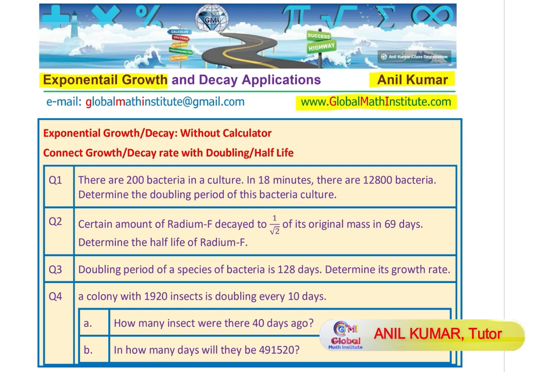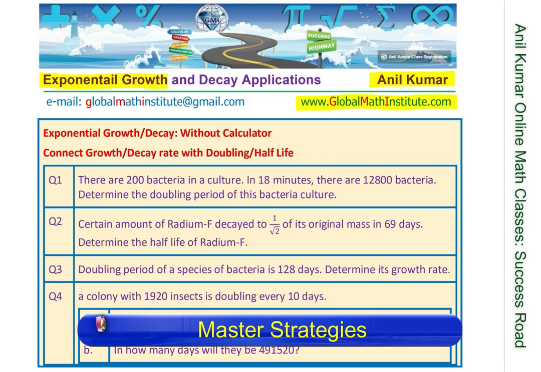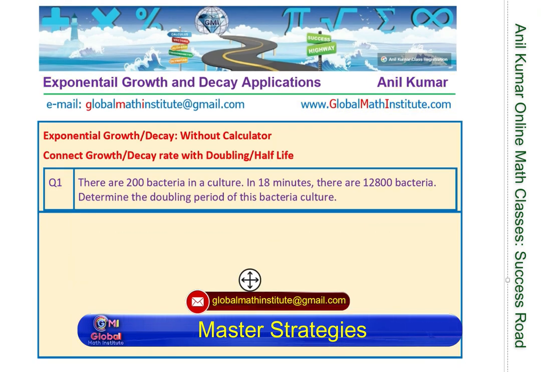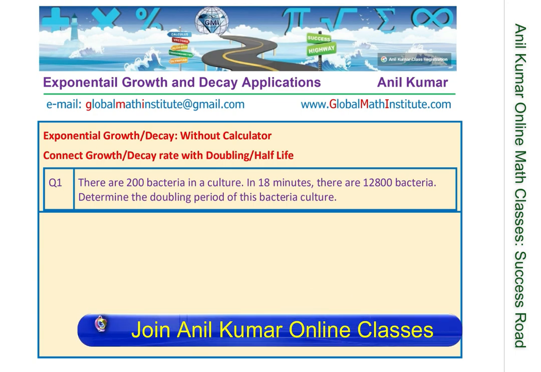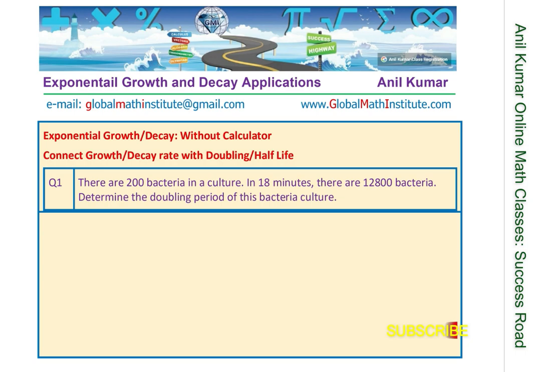Here is a test paper with 4 questions, but we are going to focus on the solution of question number 1, which is: there are 200 bacteria in a culture. In 18 minutes, there are 12,800 bacteria. Determine the doubling period of this bacteria culture.